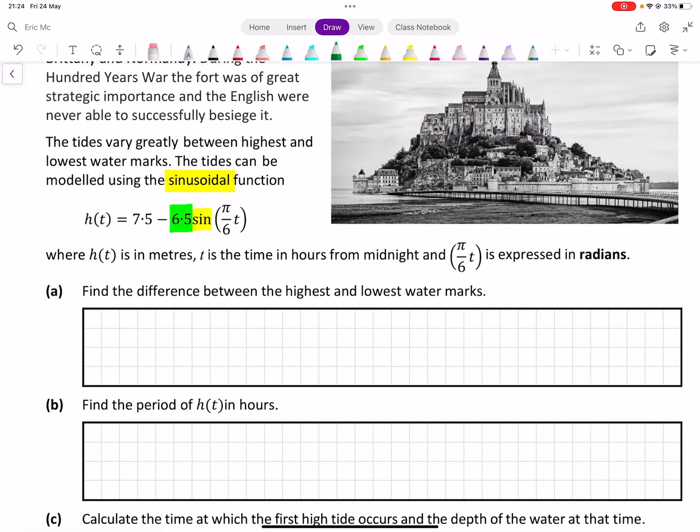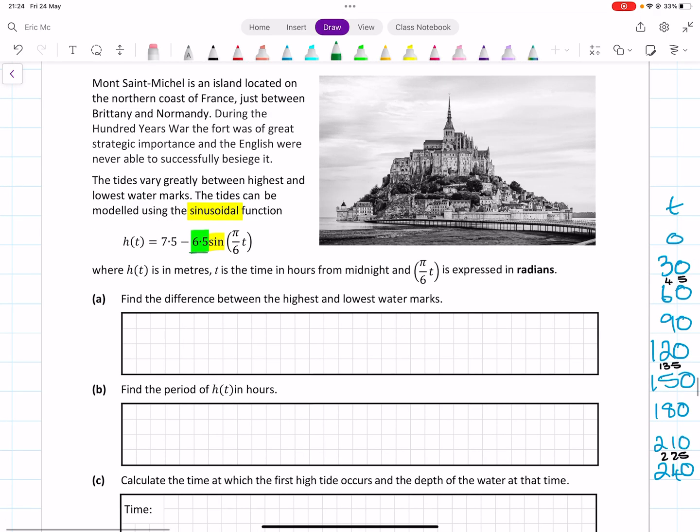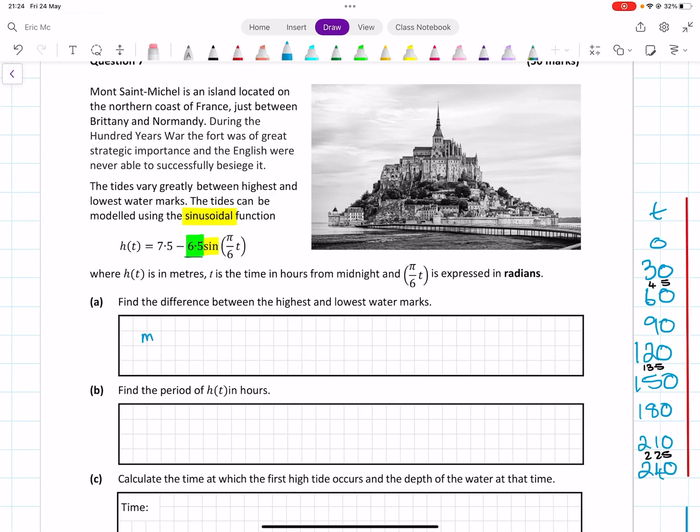So whenever a number is there in front of the sine, it tells you the highest. You can see I've already got it highlighted in front of the graph is 6.5, which means the max value of the graph is 6.5 and the minimum value is -6.5. So the difference is just add those two together: 13 meters, the difference between high and low.